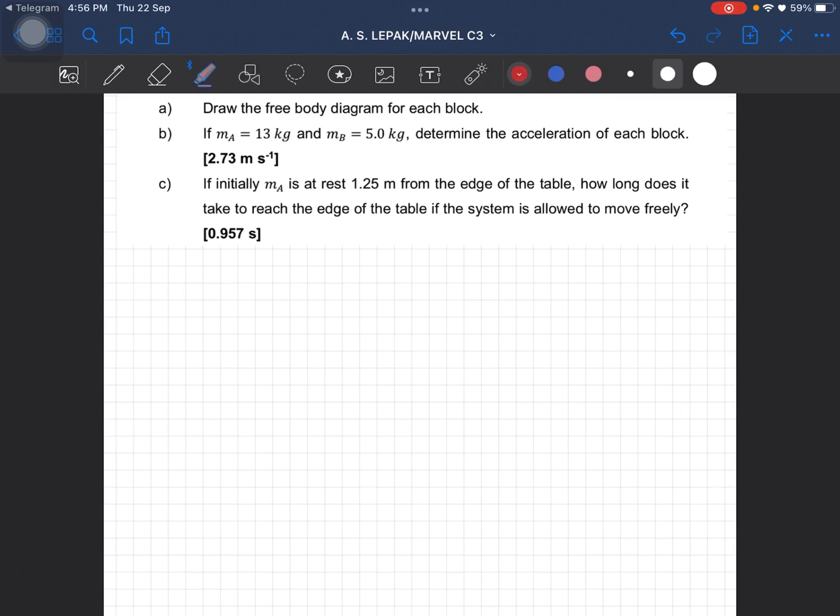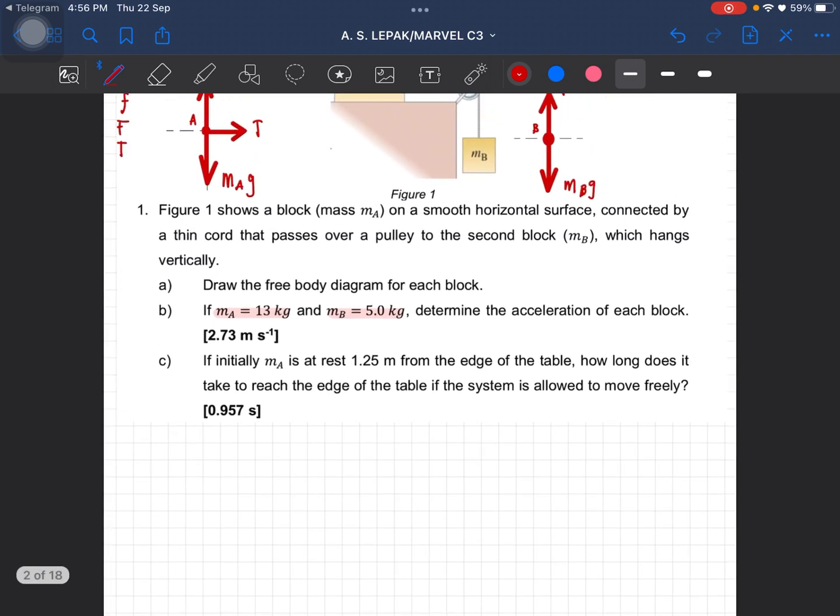Now let's look at question B, where we need to determine the acceleration of each block, and the mass of each block is given here. For this case, what I would do first is write down the equation for each block, but it depends on what is needed. For block A, we need to apply Newton's second law of motion. So let's look at block A first.